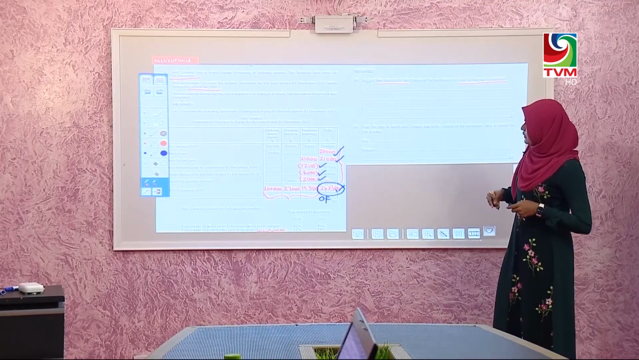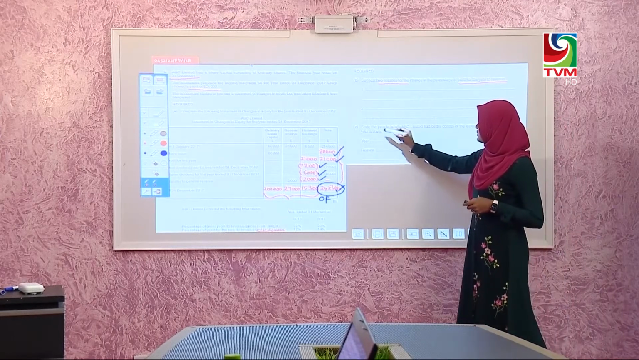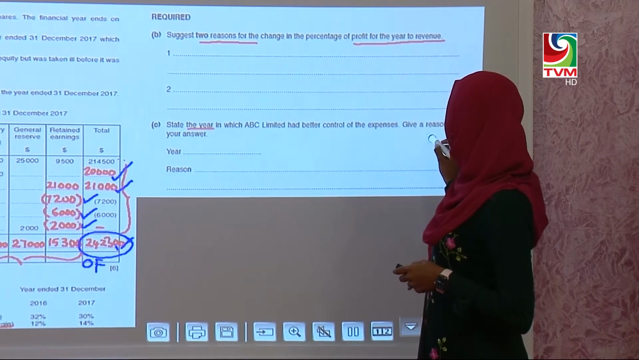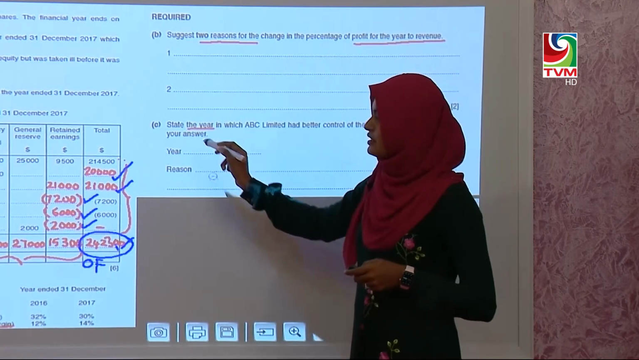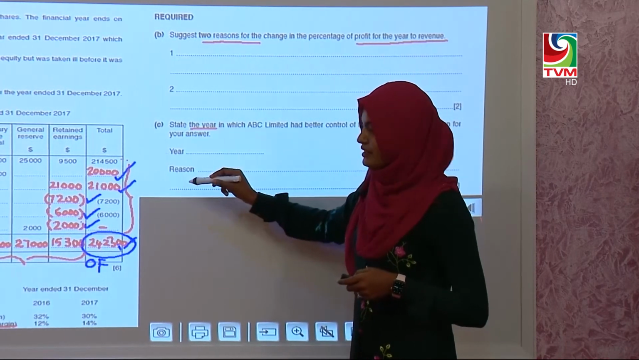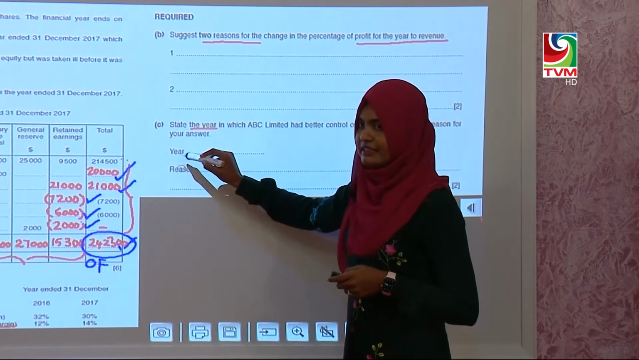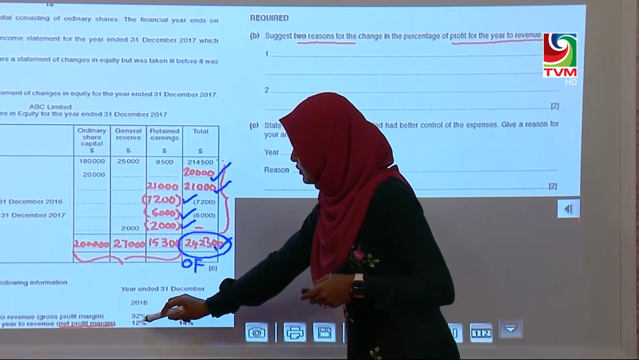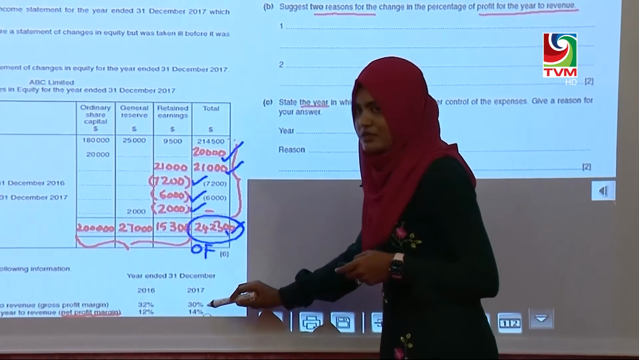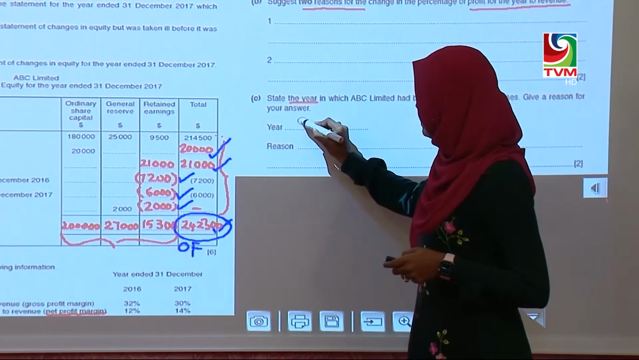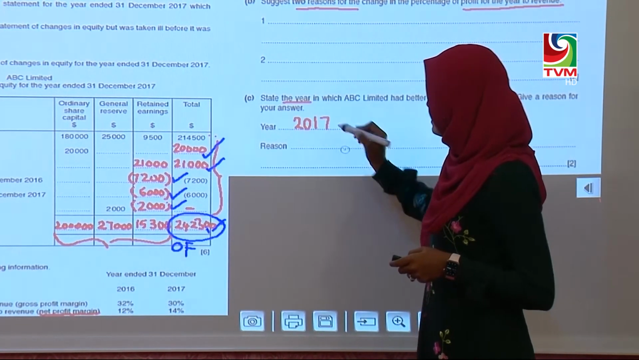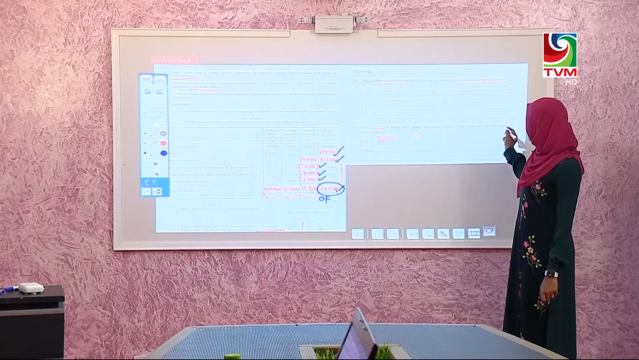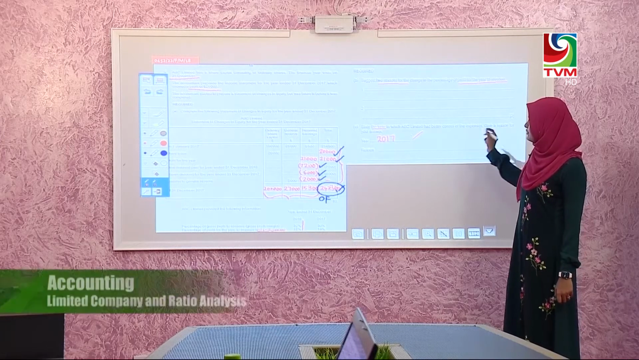In the third question, state the year in which ABC Limited had better control of the expenses, giving a reason for your answer. So here they are asking 2 things. First thing is about the year here. So first we need to compare both the years. You can see that the profit margin is more in 2017. So here first you need to write 2017 in the year column, and you will be given 1 mark for that. In the second part, they are asking you to write a reason for the answer.